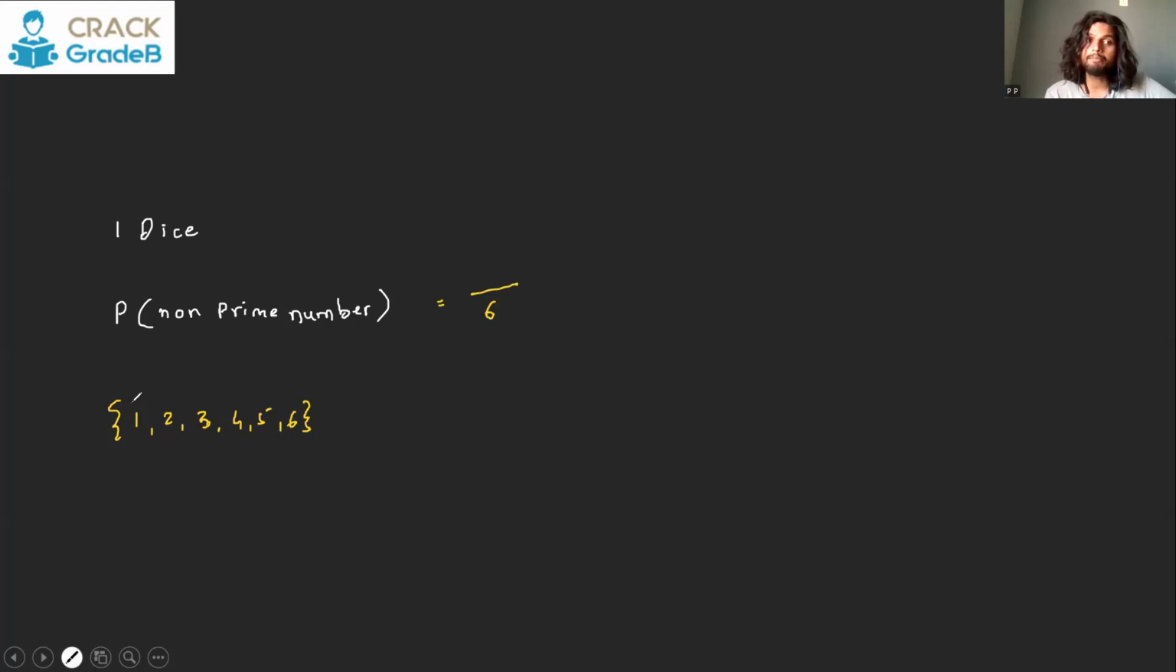1 is not prime nor composite, so this is our favorable case. 2 is a prime number, so this is not our favorable case because you want non-prime. 3 is a prime number. 5 is a prime number. 4 is not a prime number and 6 is not a prime number. That means there are 3 favorable cases out of a total of 6 cases. So the probability will be 1 by 2. So in case of 1 dice, the question is going to be easy because there are only 6 possible cases, and that too you can very easily say 1, 2, 3, 4, 5.